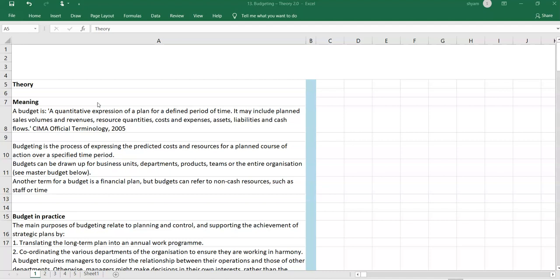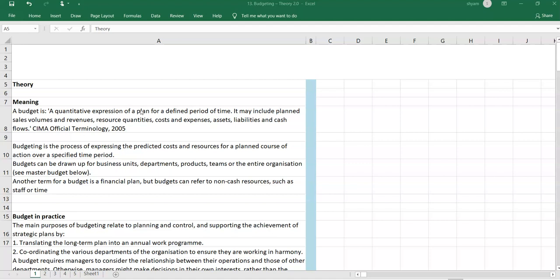So we shall start from the meaning of budgeting. A budget is a quantitative expression of a plan for a defined period of time. It may include planned volumes, revenues, resources, quantities, cost, expenses, assets, liabilities, and cash flows. This definition is given by CIMA.